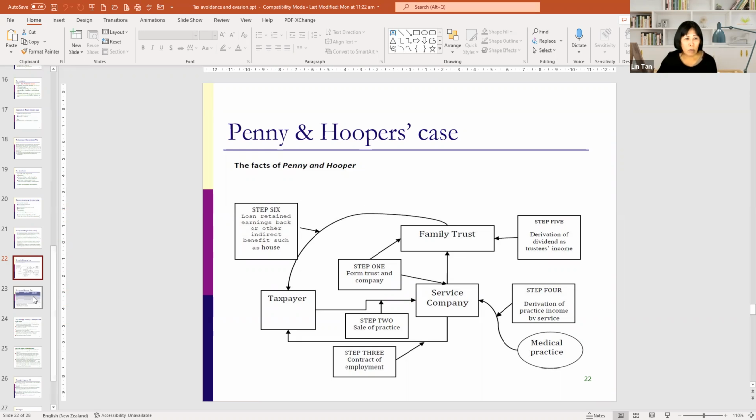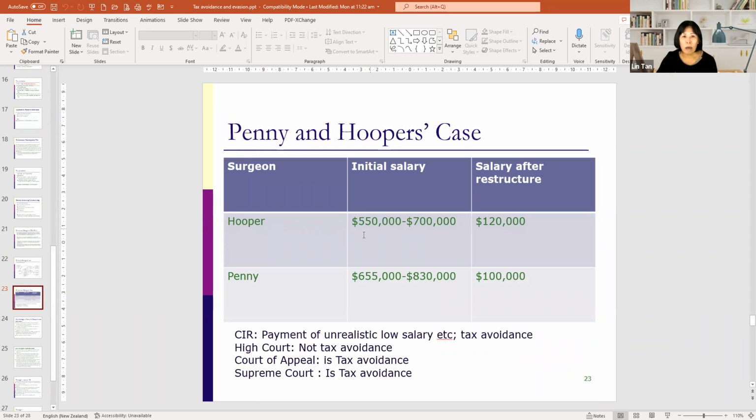So the Inland Revenue had a look at their situation and found out that initially, when they were operating the practice on their own, their income was as high as nearly $1 million. And that means they have to pay tax based on their top marginal tax rate. After the restructure, they became employees of the company, and their salary that was paid by the company was actually quite low. You can see the difference between the initial income they derive and after incorporation, they only receive about 100 to 120K.